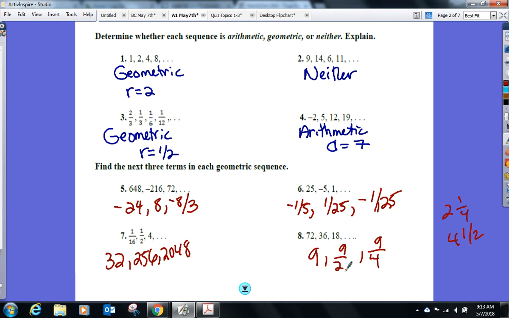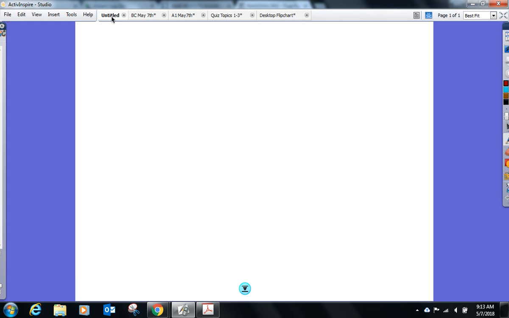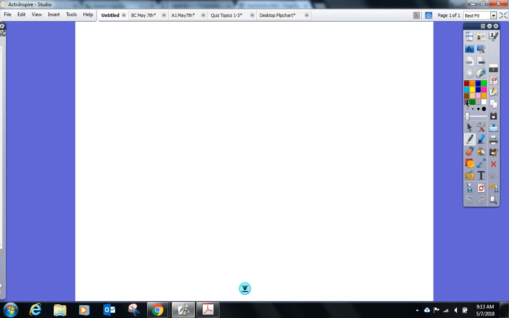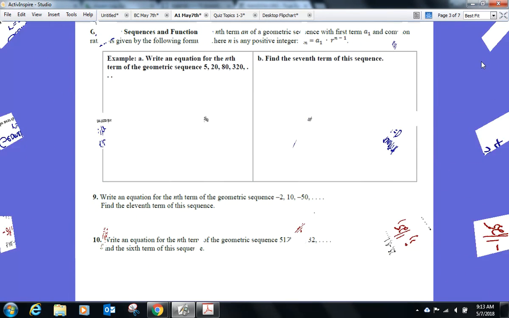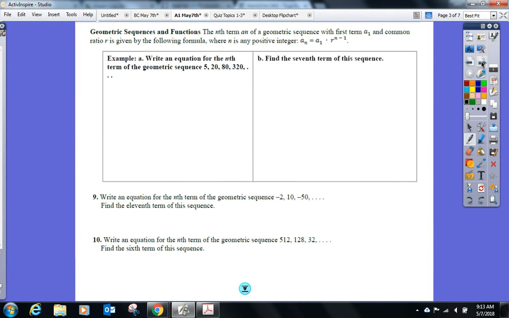Okay, you remember, I just went over it on the homework. If you have an arithmetic sequence and I say write the equation of the pattern, you guys have this formula on your formula sheet to use. That's for arithmetic. There's one for geometric as well. There's one we can use for geometric. Take a look at the next page.